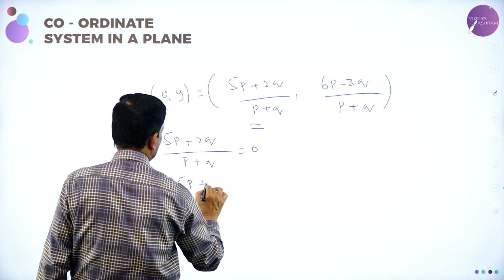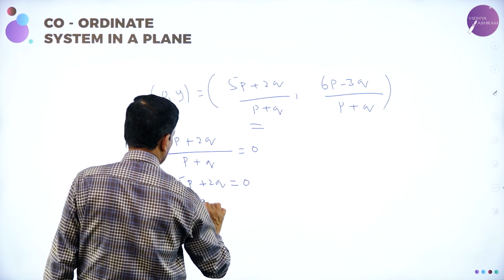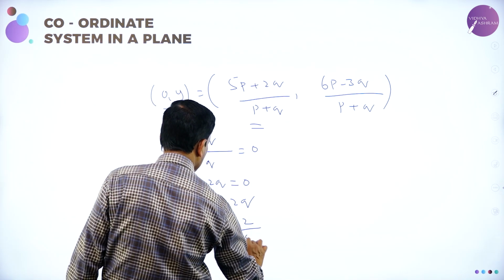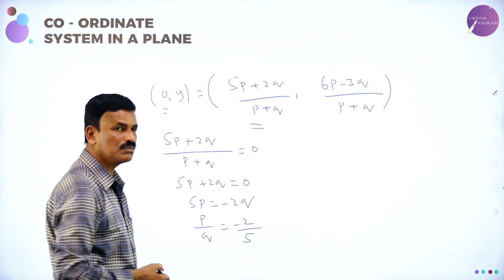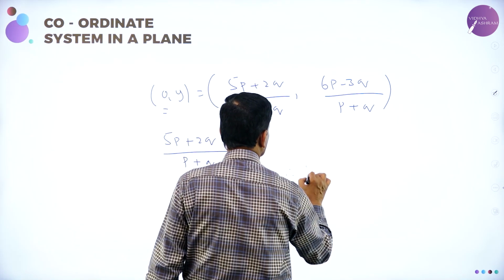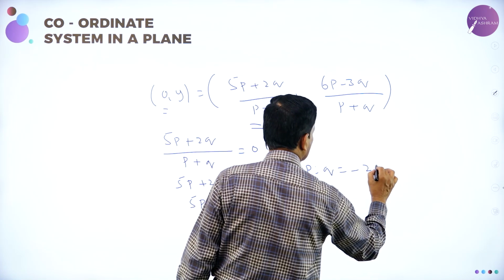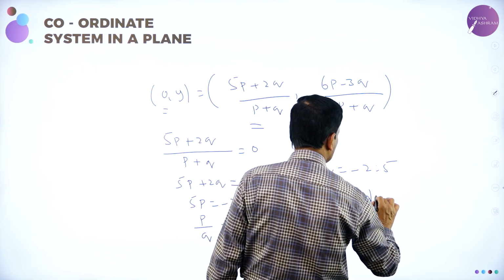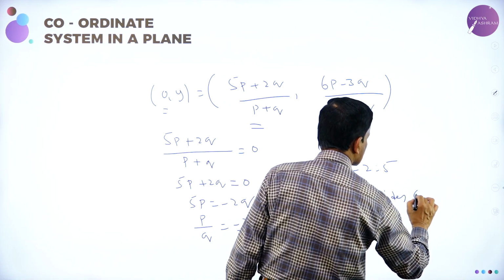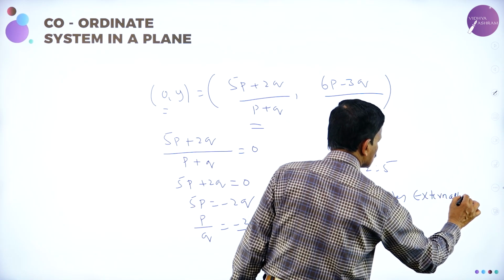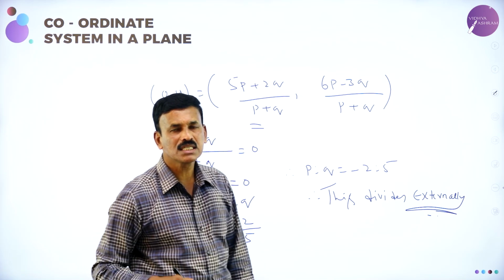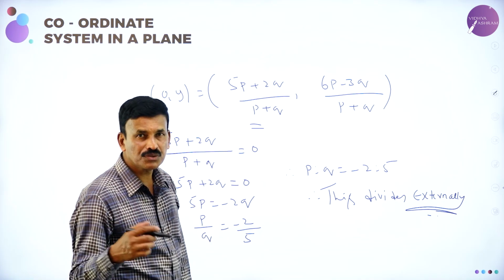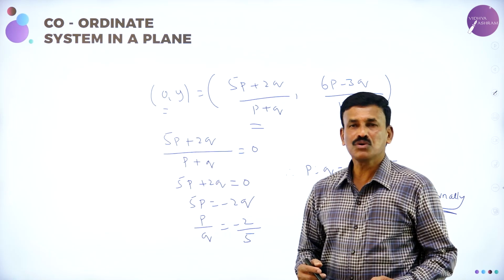Cross multiply. 5p plus 2q is equal to 0. 5p is equal to minus 2q. So p by q is equal to minus 2 by 5. So therefore the ratio p is to q is equal to minus 2 is to 5. That means this divides externally. The negative sign indicates it divides externally. That's it. So it is an external division. Hope you followed how to solve this type of problems. Now let's move on to the next problem.